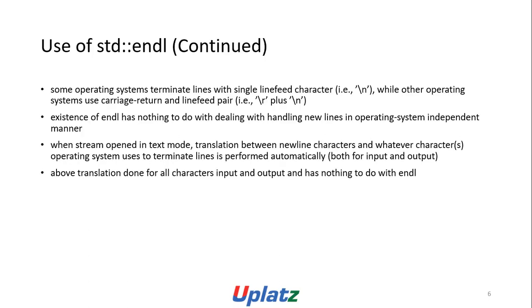Use of std::endl continued. Some operating systems terminate lines with a single line feed character, that is \n, while other operating systems use a carriage return and line feed pair, \r plus \n. The existence of endl has nothing to do with adding new lines in an operating system independent manner. When a stream is opened in text mode, translation between newline characters and whatever characters the operating system uses to terminate lines is performed automatically, both for input and output. This translation is done for all character input and output and has nothing to do with endl.